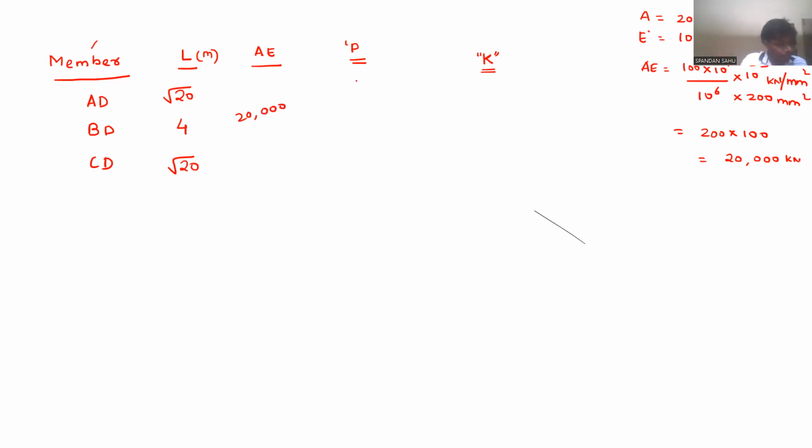Now, write the P force members. For AD, it was minus 44.71 we got. For BD, it was 0 force member. For CD, it was 22.36. Now, K force members we recently got. For AD, it was root 5 by 4. For CD, it was root 5 by 4. And for BD, it was minus 1.